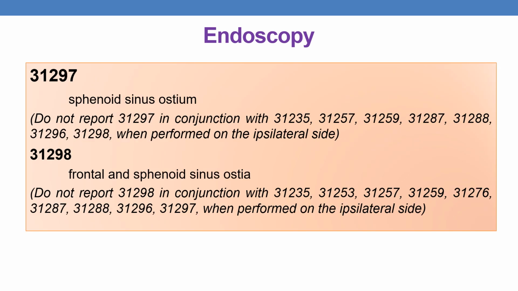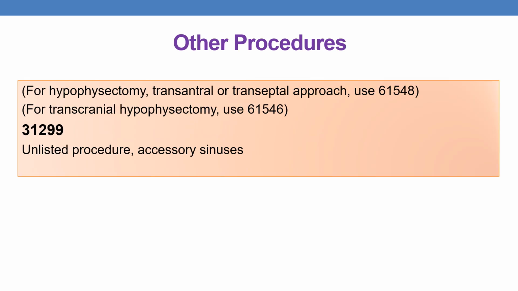Next CPT is 31297. It mainly deals with nasal or sinus endoscopy, surgical with dilation, example, balloon dilation, sphenoid sinus ostium. The next is 31298. It deals with both sphenoid and frontal sinus ostium. Now finally coming to other procedures. You have only one CPT here, 31299, unlisted procedure, accessory sinuses.